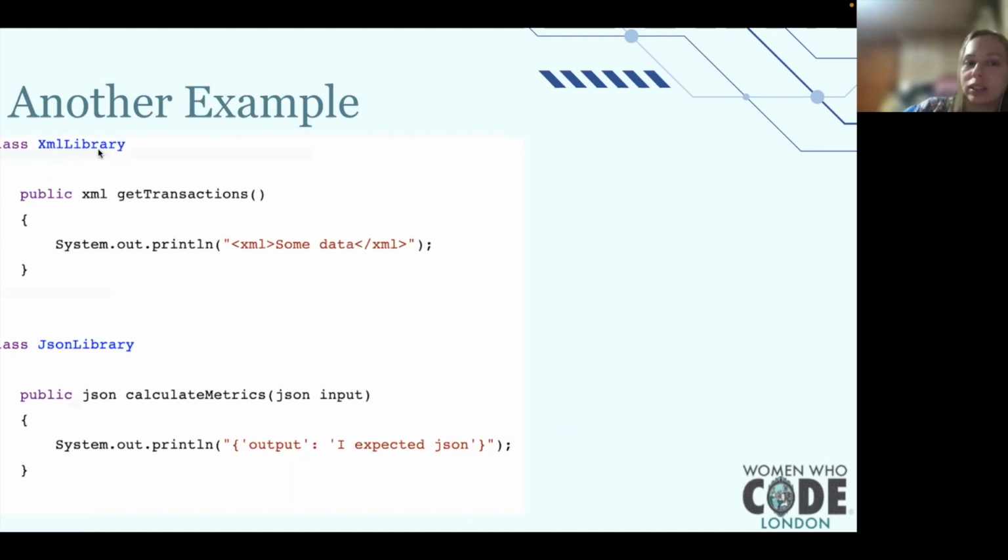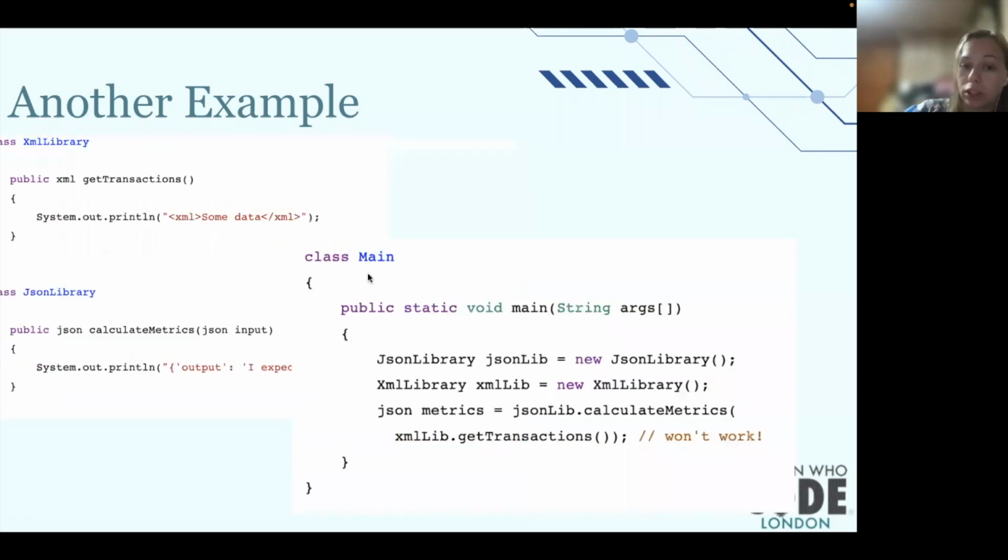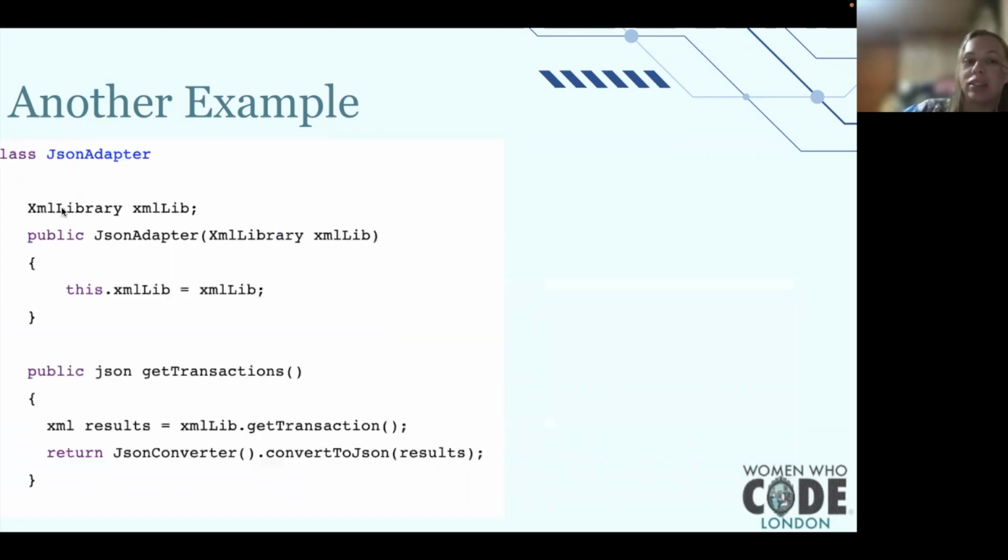So you have your external XML library, and it has a method getTransactions, and it will return to you XML. And then you have your JSON library that takes JSON as input. So if you want to use them together, you cannot do this, right? You cannot create JSON lib and XML lib and put XML lib getTransactions as input, because XML lib getTransactions will return XML, while JSON lib calculate metrics wants JSON input. So instead, we're going to adapt our XML library. We're going to create a JSON adapter, and again, we are creating here a constructor. We save the pointer to XML library, and then we have a method getTransactions, and now it will return a JSON. See, underneath it will still call the original XML lib getTransactions method, but it will output a JSON.